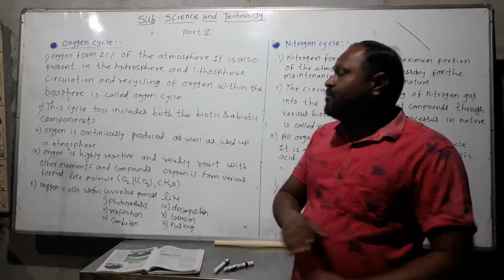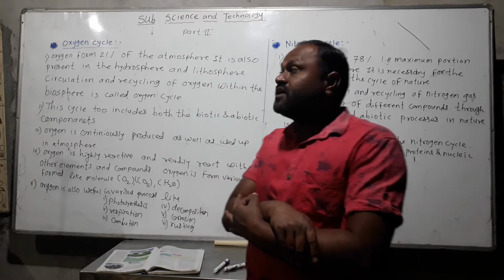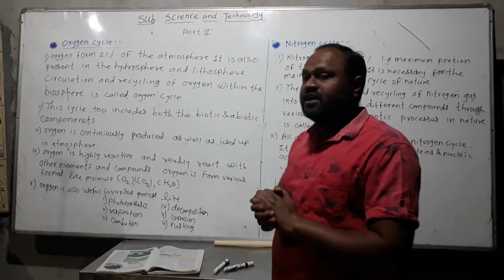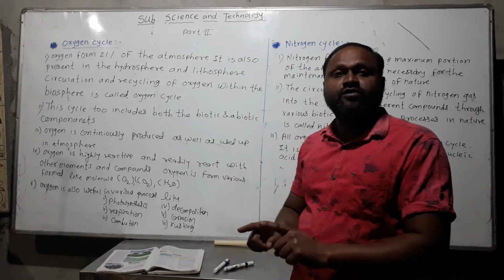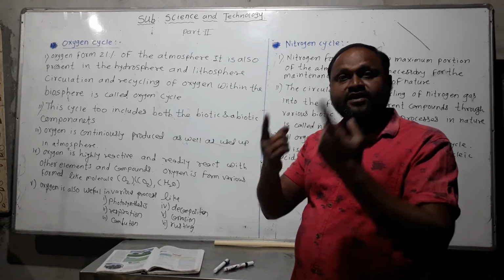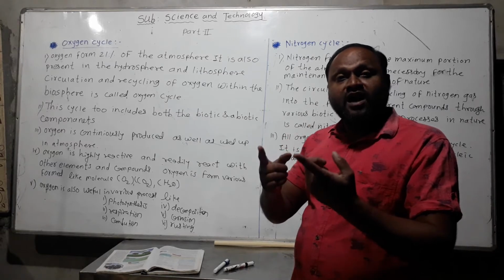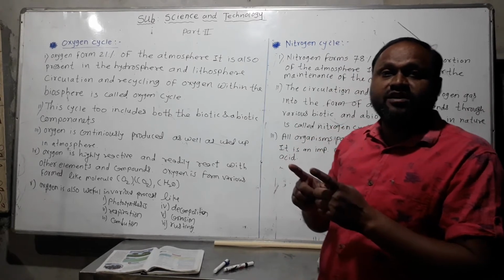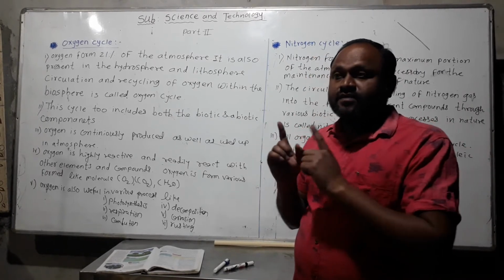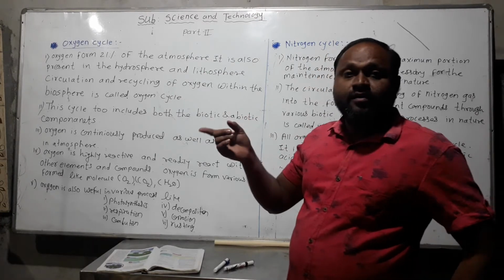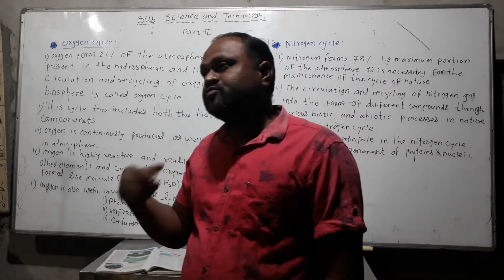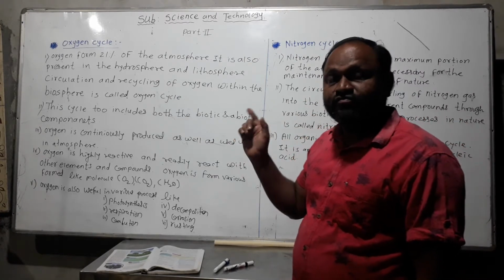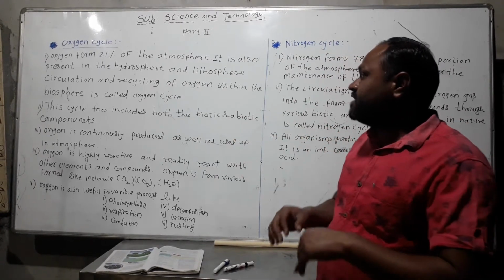Now, how much oxygen is in the atmosphere? 21%. Oxygen makes up 21% of the atmosphere, and it is also present in the hydrosphere, meaning it is soluble in water. Oxygen is free in nature, in the air, and it is also soluble in water, and this oxygen is taken by aquatic animals. Oxygen is 21% in the atmosphere, and in the hydrosphere, hydro means water, water also has some percentage of oxygen, and it is in the lithosphere, in soil, also.